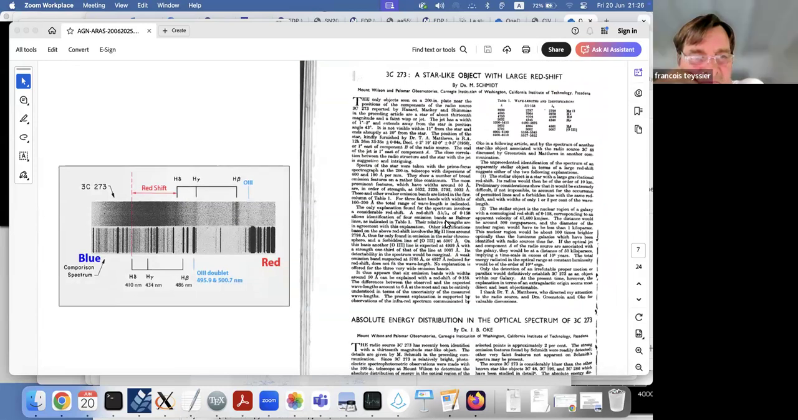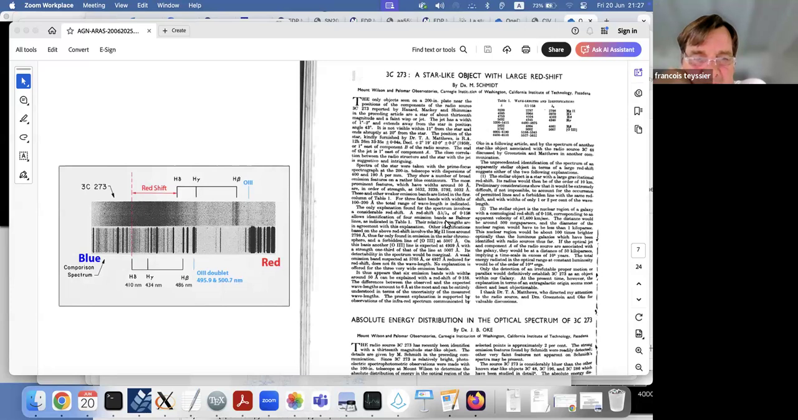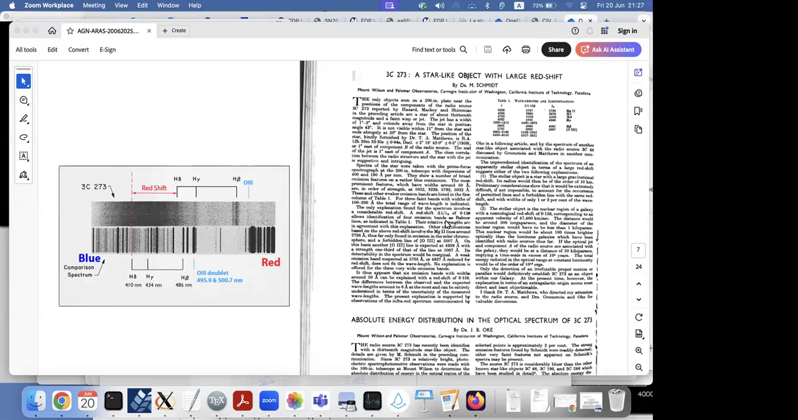Yes. Okay, 3C273, a star-like object with large redshift. Reading this, first of all, you see the whole length of this paper, okay? This is the announcement of the discovery of the quasars. That's the whole paper. And there's a second paper by Oke on 3C273 that talks about the energy distribution. And there's another paper about 3C48 by Greenstein that says, oh, by the way, this one also has a ridiculous redshift.